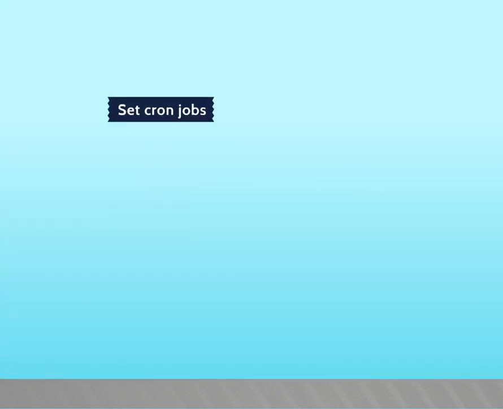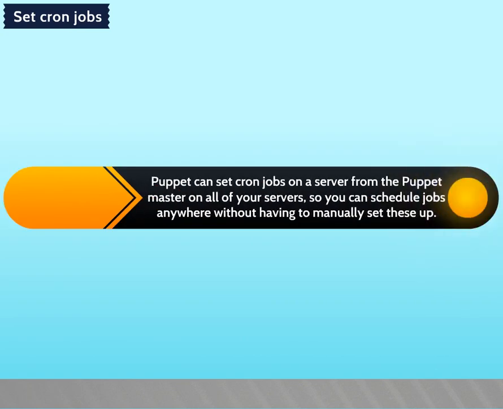Set cron jobs. Puppet can set cron jobs on a server from the Puppet master on all of your servers, so you can schedule jobs anywhere without having to manually set these up.